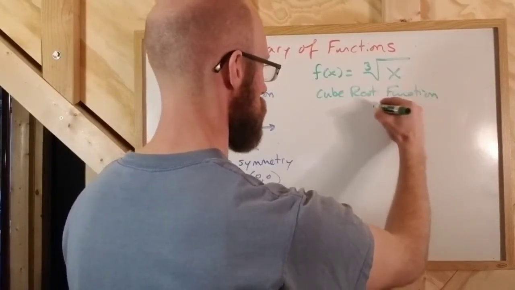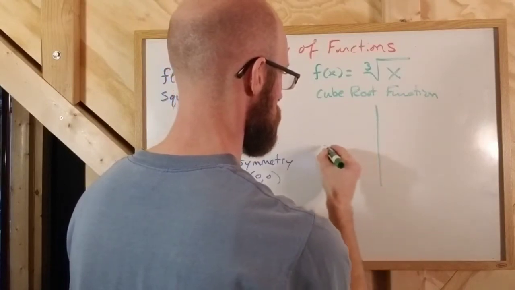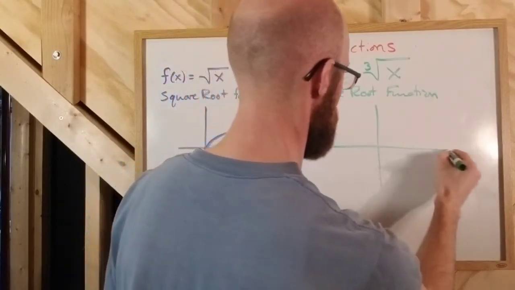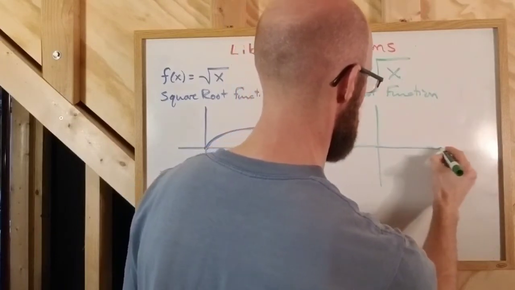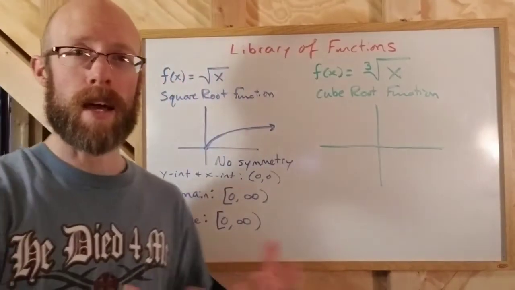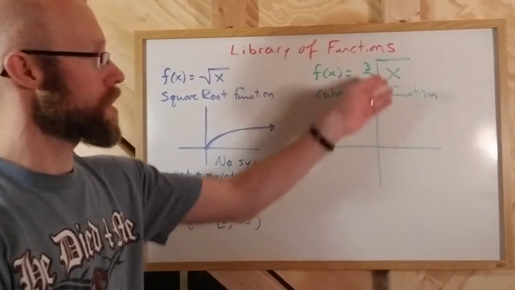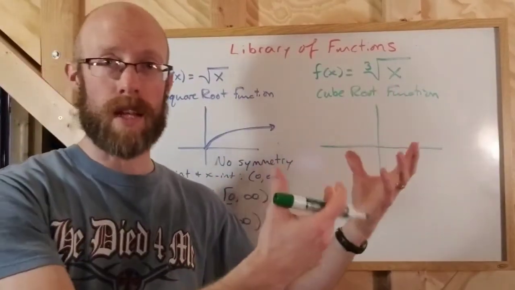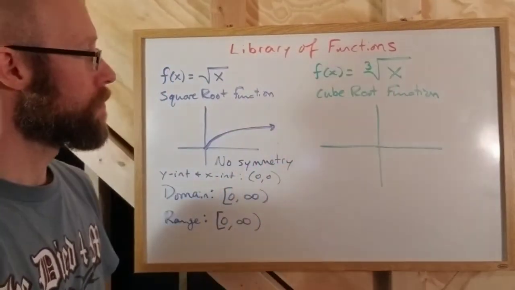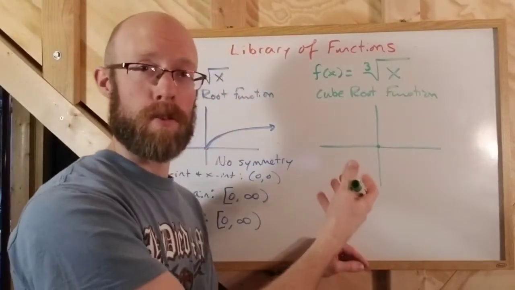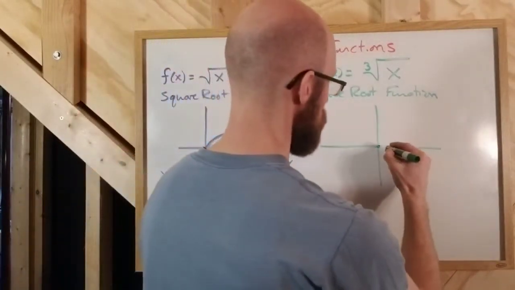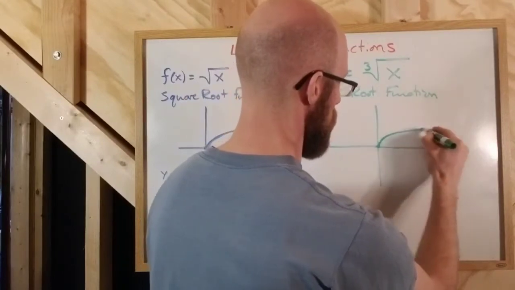All right, so the cube root function is kind of interesting because it, kind of like the cube function, can work with negatives. You can take cube roots of negatives. Cube root of -8 is -2. And so it goes through the origin again because the cube root is 0, 0.